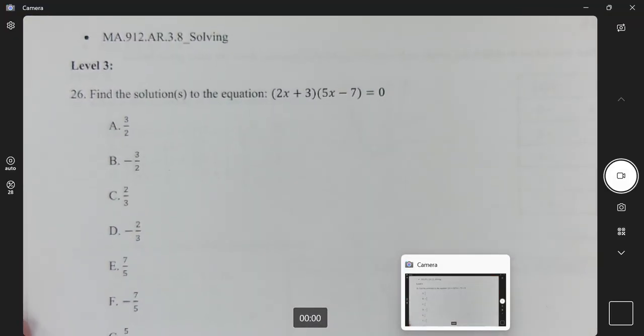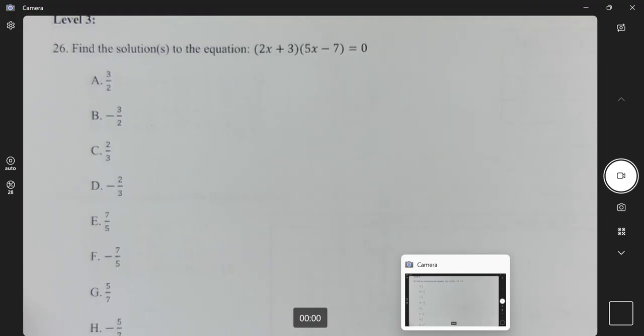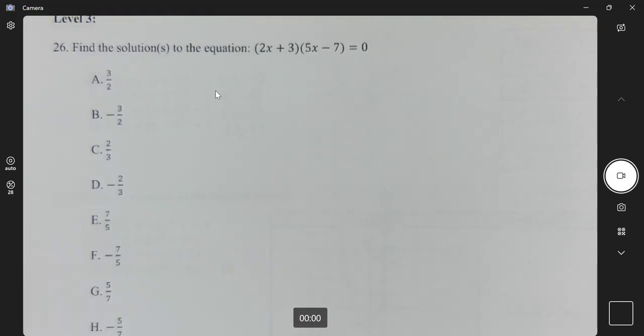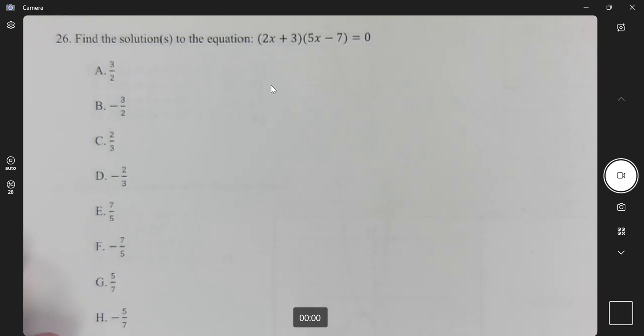Question number 26 says, find these solutions. Okay, I'm going to be real with you. It's faster to just do this by hand than it is to type all this into Desmos. If you wanted to type it into Desmos, you could, and you would just click on where things are crossing the x-axis. The problem is, you'll notice every one of these answers is a fraction, and Desmos is not going to give you fraction answers. It's usually just going to give you decimal answers. So I'm going to go ahead and just solve this algebraically.